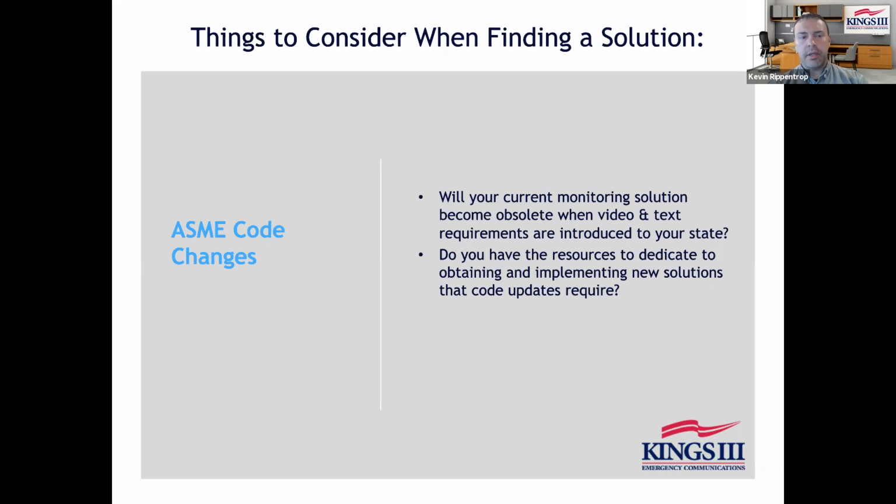Code changes. I'm going to just briefly touch, especially with this 2019 code that's introducing video and text messaging. Is the way that you're doing things right now going to be code compliant moving forward? I know from state to state, the ASME code can really vary, but 2019 is out. I think it's in roughly 8 or 9 states. There's several more coming on January 1st. But that's something to really consider.